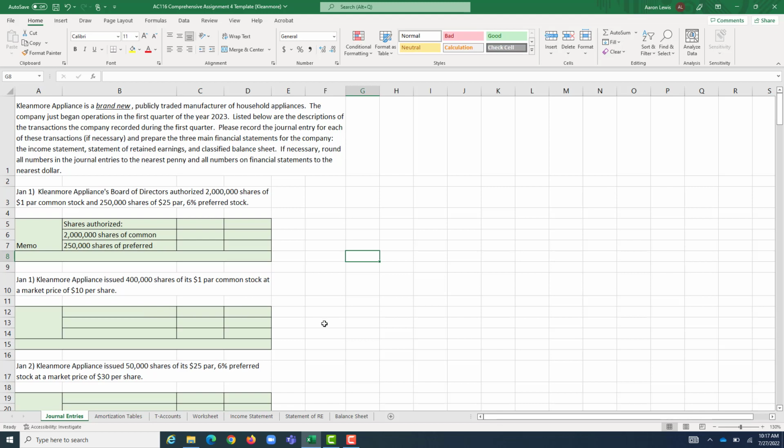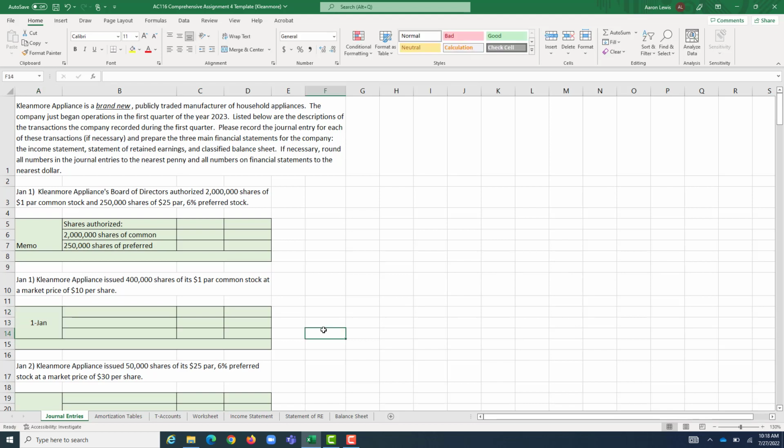We're going to issue 400,000 shares of our $1 par common stock at a market price of 10. Par, one more time, is the minimum value that you can issue shares for, but that doesn't mean you have to issue at the minimum. And if we're trying to maximize the amount of cash that we bring in from issuing shares, if we can, we're going to want to sell at a market price well above our par value, which Cleanmore on January 1st is doing.